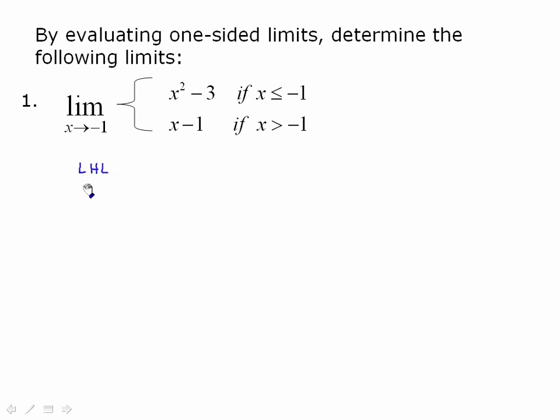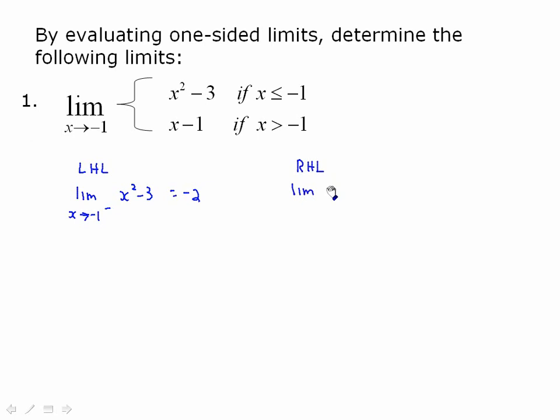The left-hand limit, make sure that your method is clear. You write this as the limit as x approaches -1 from the left side, and the function at this point would be x squared minus 3, so a quadratic. And this limit value, if you plug in -1 to it, is going to be -1 squared is 1, minus 3, is equal to -2. So, as always, when you're calculating limits, we substitute in first to see if that gives us an answer.